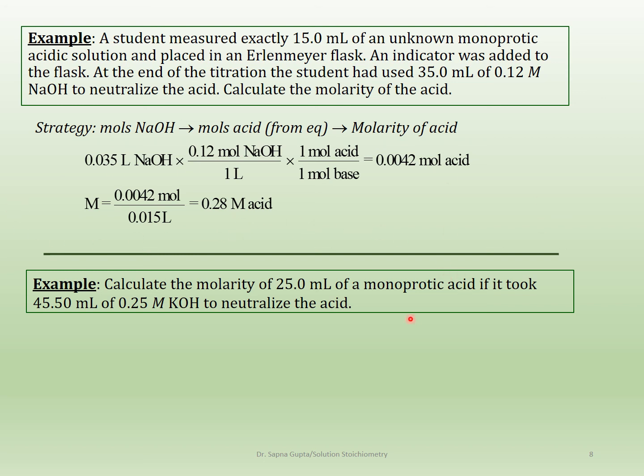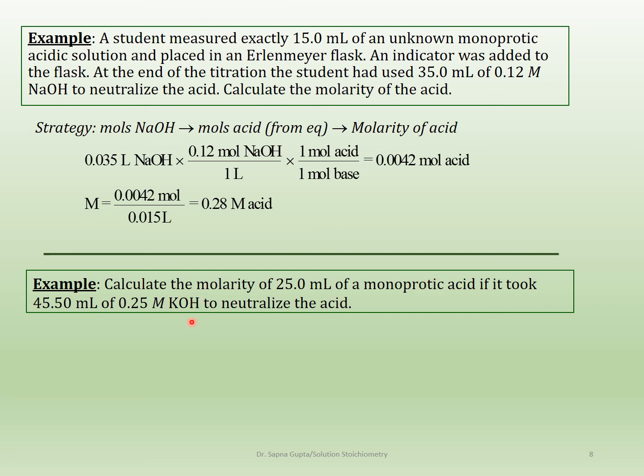Let's take another one. Calculate the molarity of a 25 milliliters of a monoprotic acid if it took 45.50 milliliters of 0.25 molar KOH, potassium hydroxide, to neutralize the acid. It's kind of similar to what we had over here. So in this case, again, we have monoprotic acid and then again, one of the hydroxide. So our mole ratio is going to be 1:1.